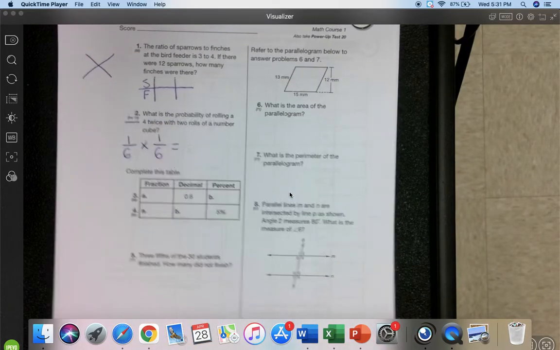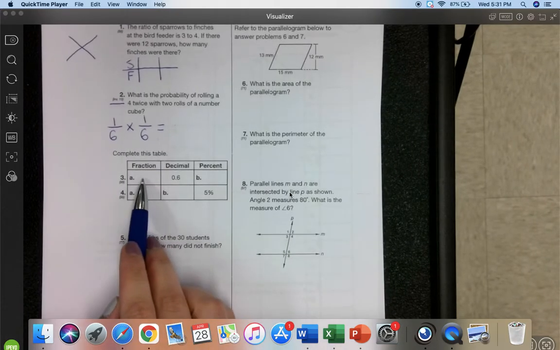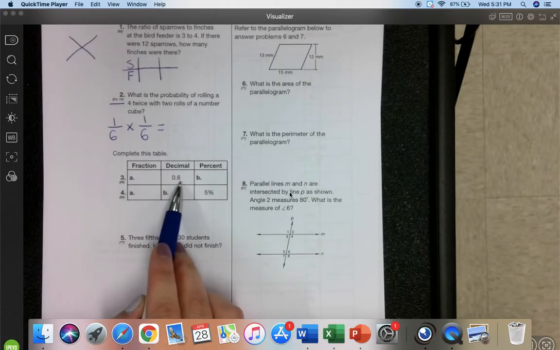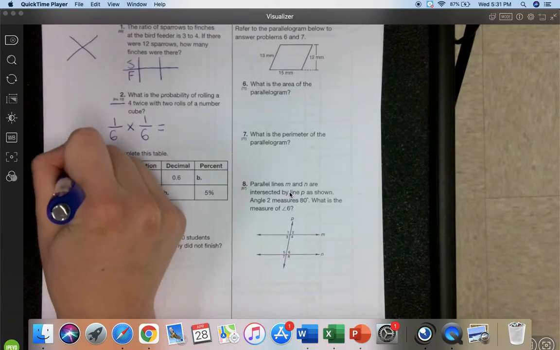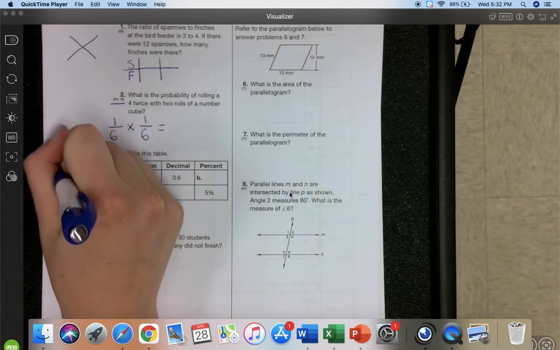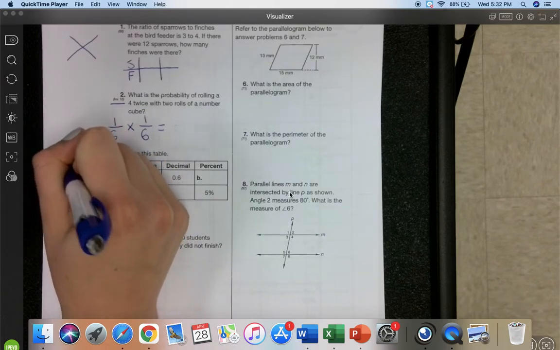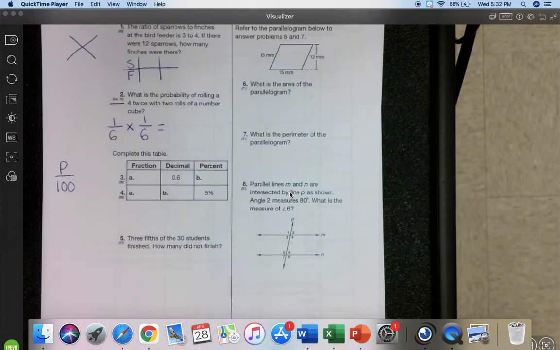Looking at your fractions and your percents and decimals, I know that my fraction, this is in the tenths place, so this is 6/10, which will help me with my percent. If I have it over 100, then this numerator is going to be my percent. 5%, that's in the tenths place, which should help you out.